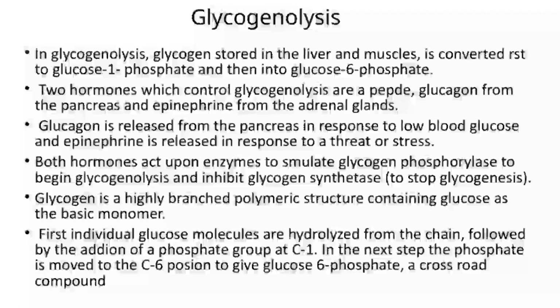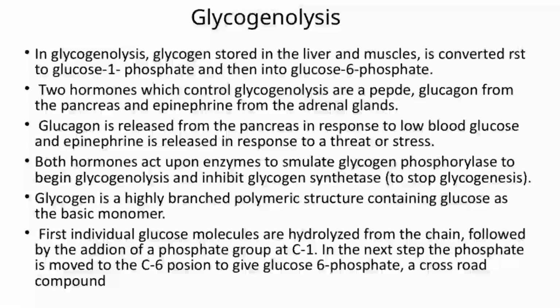Epinephrine, on the other hand, comes from the adrenal glands and is released in response to stress or danger. Think of it as the body's fight-or-flight hormone. Both hormones work by activating specific enzymes. They stimulate glycogen phosphorylase, the enzyme responsible for breaking down glycogen, to kick off glycogenolysis.